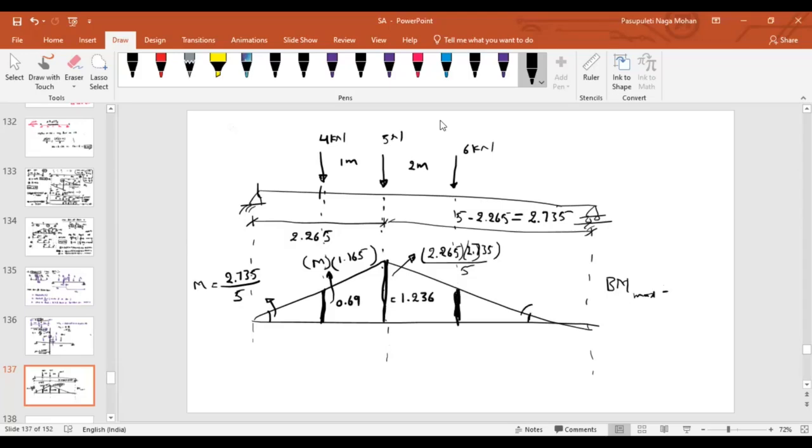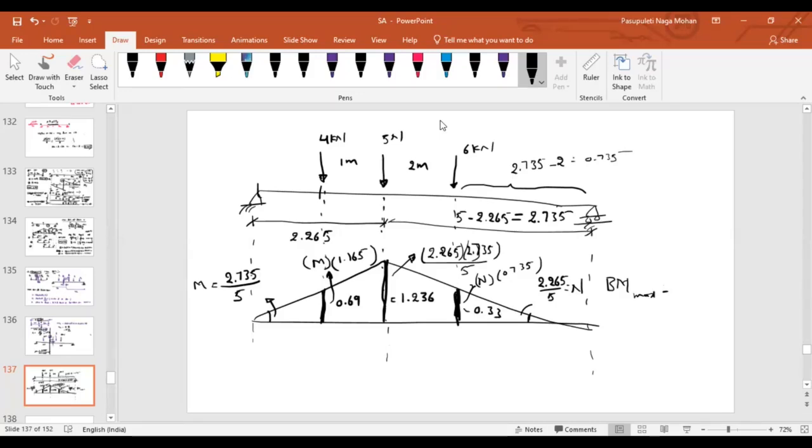Then how about this ordinate? What is the slope? What is the opposite distance? 2.265 divided by 5. Let us treat this as N. Then what about this ordinate? N times, what about this distance? Total from here to here is 2.735. So 2.735 minus 2 will be equal to 0.735. So N times 0.735. How much is it? 0.33.